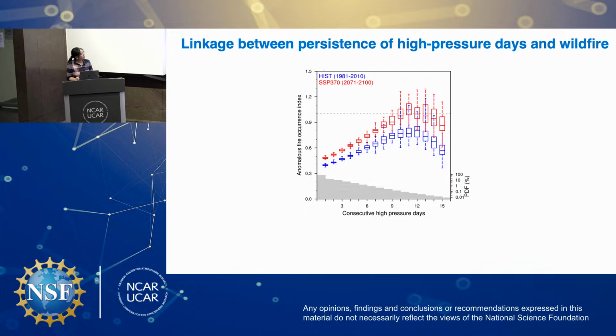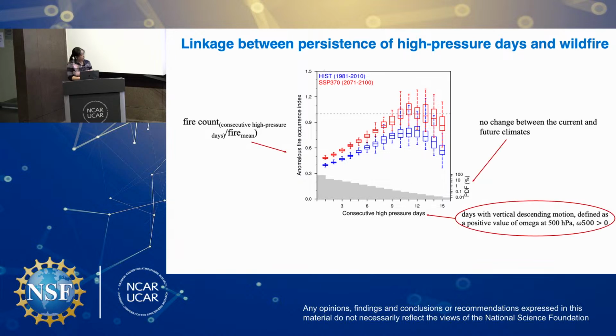Okay, so in addition to examining the connections of stationary wave patterns and the wildfire occurrence, we also examine the linkage between the persistence of high pressure days and wildfire. So in this plot, on the x-axis here is the consecutive high pressure days, and I define them just using the omega 500 hectopascal.